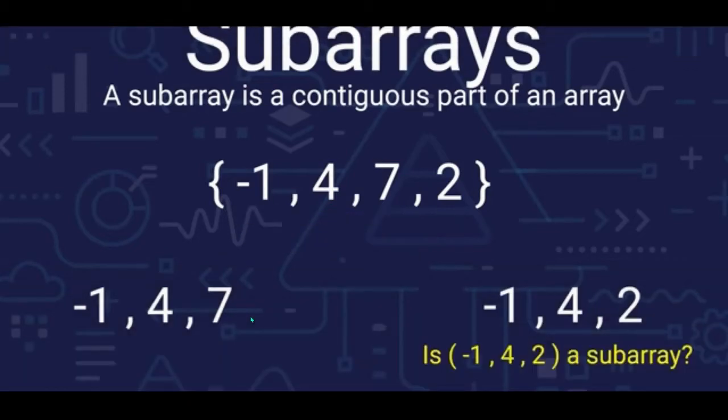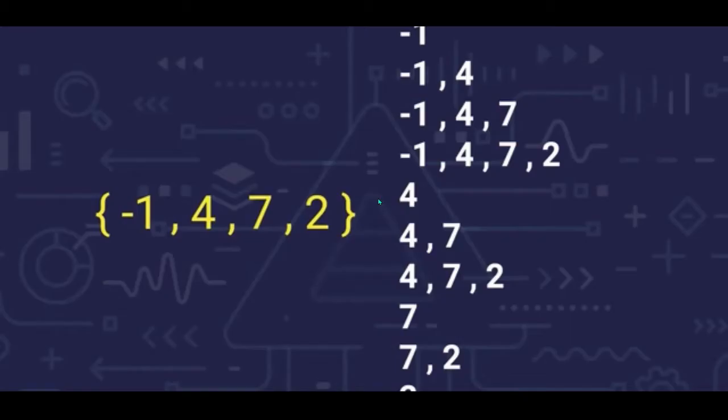Okay, is -1 4 and 2 a subarray? No, it's not because it is not contiguous. It's breaking. 7 is coming in between. So by having this much of combination, we will have our subarrays like this.